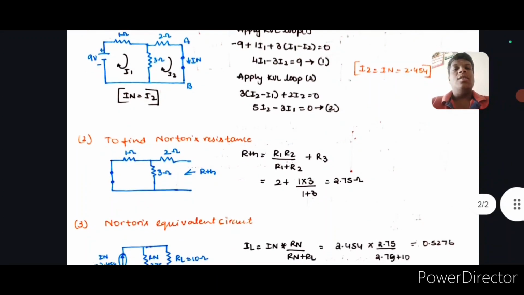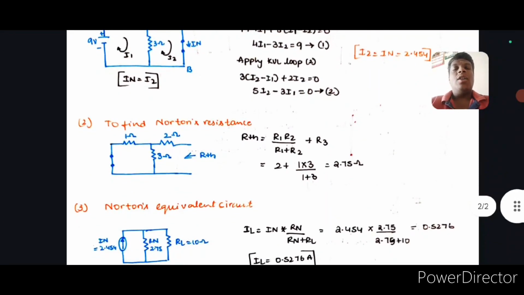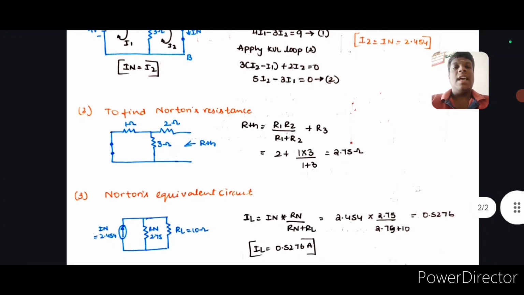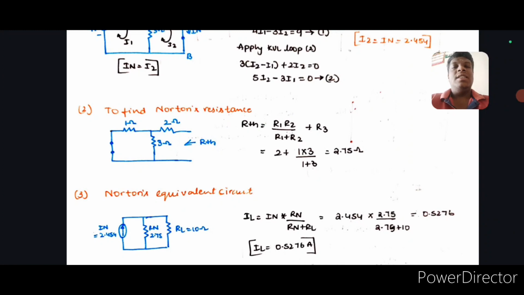To find Norton's resistance, we have to short the voltage source and open the terminals across A and B. So when we short, we can see this diagram. So RN is equal to R1 parallel to R2, plus R3. The formula gives 2 plus 1 into 3 divided by 1 plus 3. You will get 2.75 ohm.